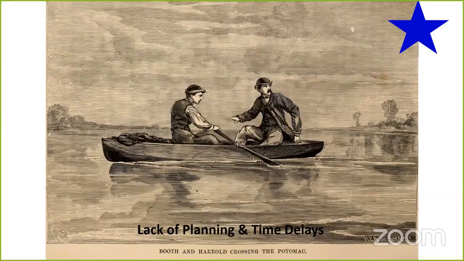Now, another issue they had is when they left Maryland, look at that boat. You can't take horses on a boat like that. So they had to shoot their horses before they left. And so they don't have any means of transportation once they get to the other side of the water. So this whole lack of planning and these time delays really led to Booth's demise.